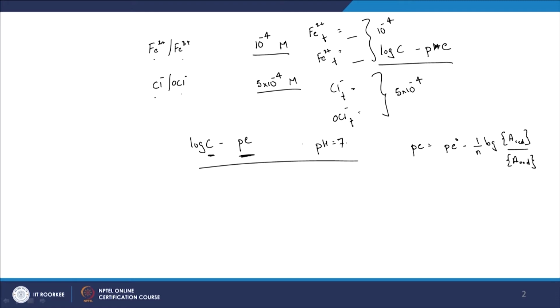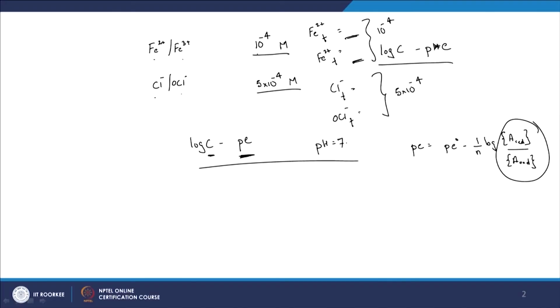Even if you give the individual concentrations, for a particular pe you will only have one particular ratio of reduced to oxidized forms. So it does not make much sense, at least initially, to give the Fe2+ and Fe3+ concentrations independently. You can, but as you see from here, for a given pe value you will always have a particular ratio of the reduced to the oxidized forms, and thus it does not really need to be taken into account here, right.